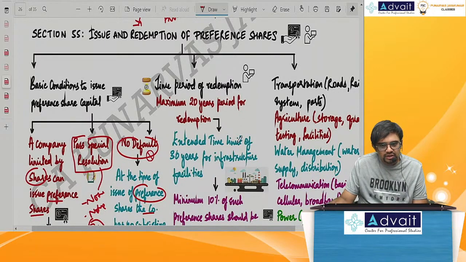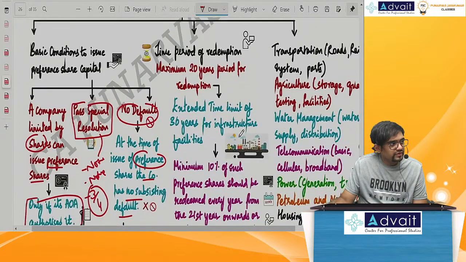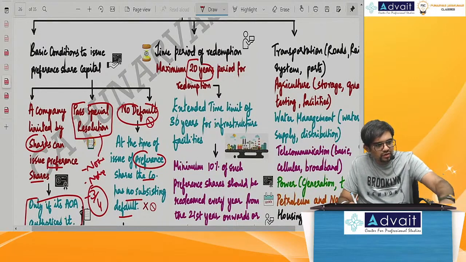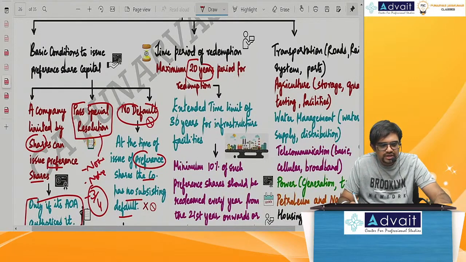Next, time period of redemption. Very interesting to know that the maximum time period for redemption is how many years, guys? As per the law, 20 years. Can you issue preference shares beyond 20 years? No. You can issue redeemable preference shares for a maximum of 20 years. Beyond that it is not possible.